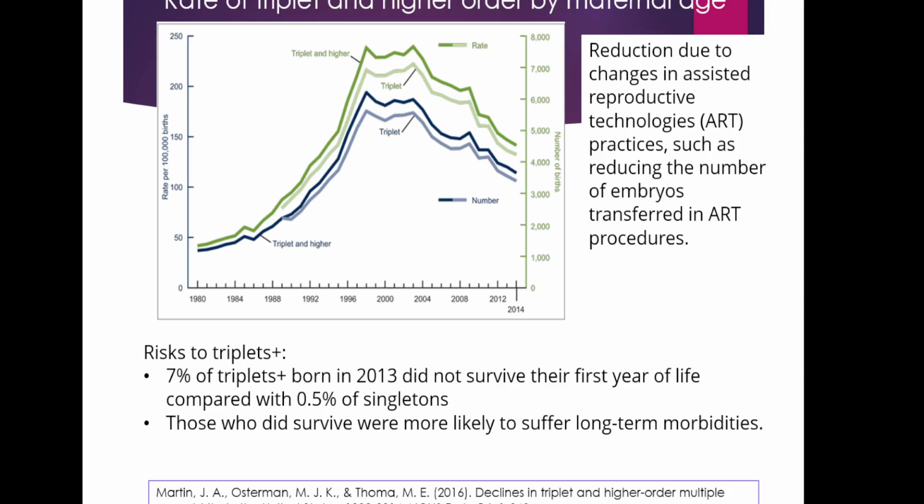Now, I wanted to talk for a second about twins and triplets and more. Twins have always happened across history, right? There's been identical twins that seem to happen kind of randomly.